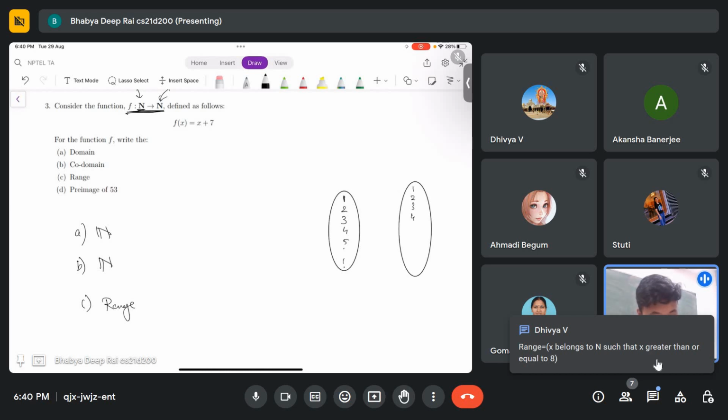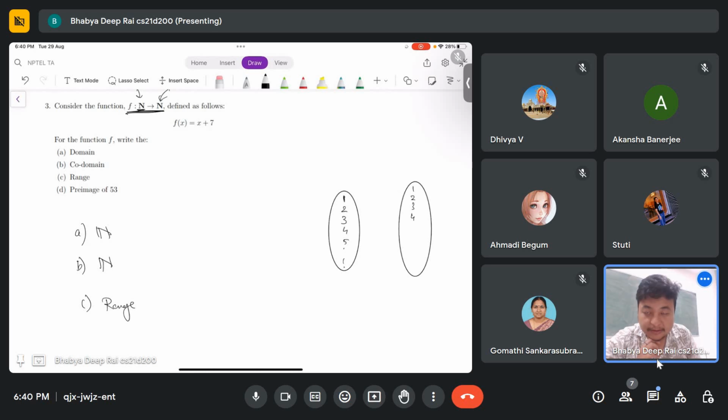Divya says the range is x belongs to the set such that x is greater than or equal to 8. That's right. Good. 4, 5, 6, 7, 8, 9, 10, and so on. This is my set. So f of 1 equals 1 plus 7, which is equal to 8. F of 2 equals 2 plus 7, which is equal to 9. F of 3 equals 3 plus 7, which is equal to 10, and so on.